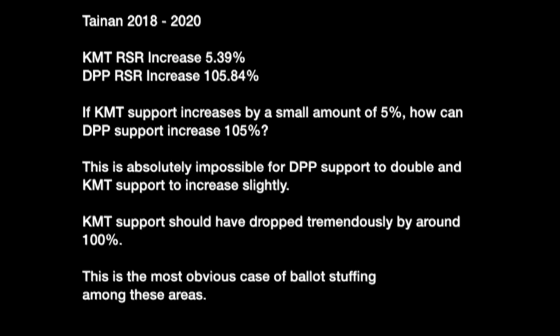105.84%. If KMT support increases by a small amount of 5%, how can DPP support increase by 105%? This is absolutely impossible for DPP support to double and KMT support to increase slightly. KMT support should have dropped tremendously by around 100%. This is the most obvious case of ballot stuffing among these areas.